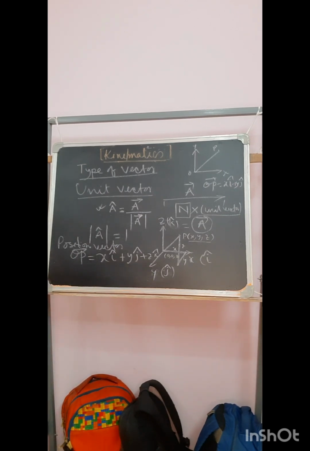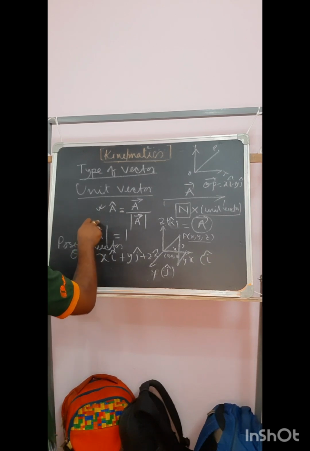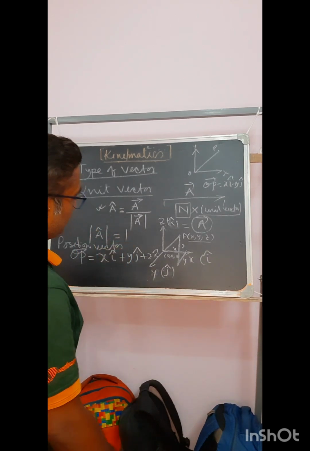Okay, so a unit vector is the vector divided by the mod value of that vector, and can be calculated like that. The mod value of a unit vector is always equal to 1.